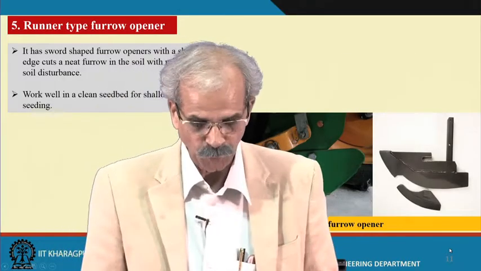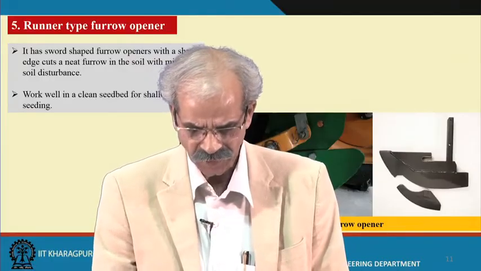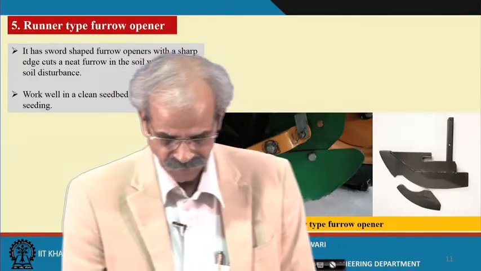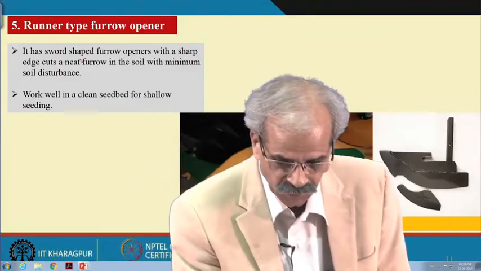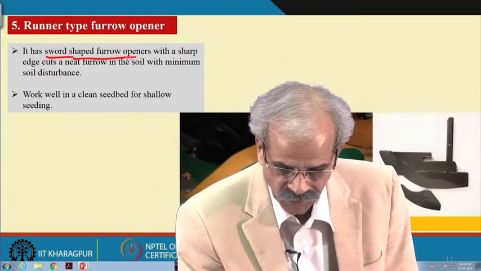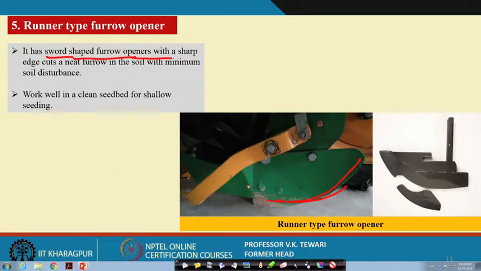Runner type furrow openers. Well, runner type I have shown you already that this is used on pneumatic seed drills. Sword shaped furrow opener, just like you see, you can see that this is a sword virtually. So, furrow with a sharp edge cuts a neat furrow in the soil with minimum soil disturbance. This is what it does.